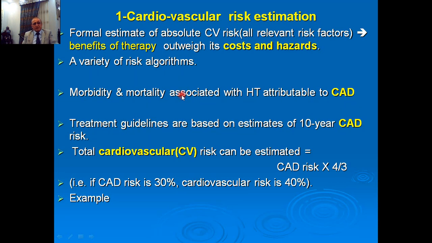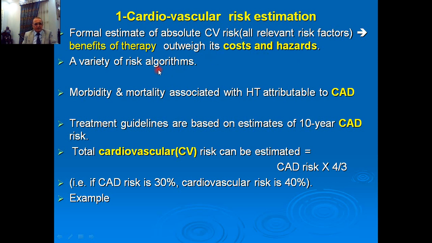How will I estimate the cardiovascular risk? There should be a formal estimation of absolute cardiovascular risk so that I can decide benefit of treatment against the cost and hazard of the drug. It's not logical to give a patient with blood pressure 140 over 80 treatment, subjecting him to the cost and hazard of side effects, when he's not benefiting from treatment. While if a patient benefits from treatment, a smoker and diabetic, then you will consider the cost and hazard, but you will give treatment.